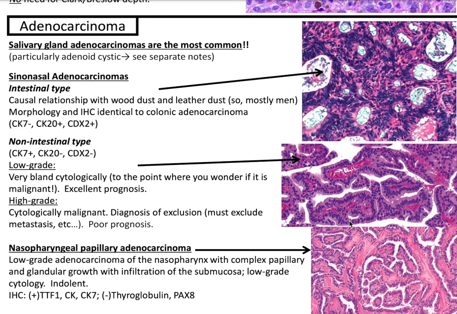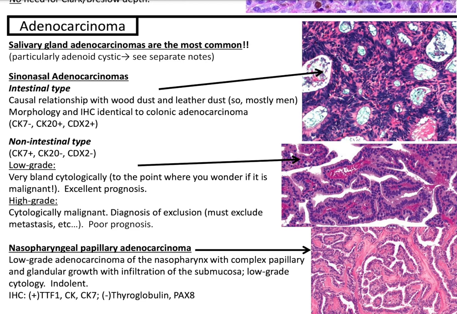And you can have low grade, where you'll have very bland cytology to the point where you wonder if it is even malignant. And it has excellent prognosis. And high grade, cytologically malignant, it's a diagnosis of exclusion, and you must exclude metastasis, etc. And it has a poor prognosis.